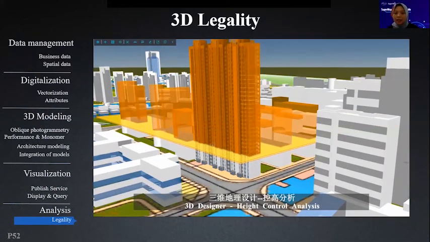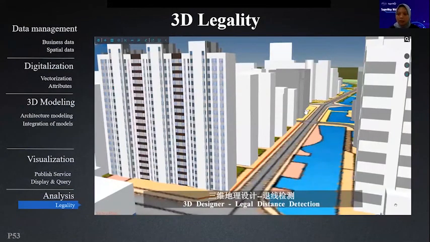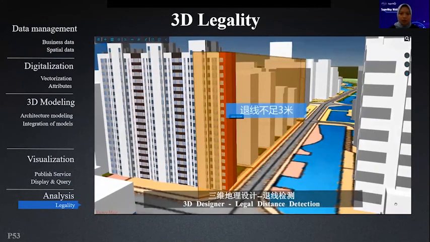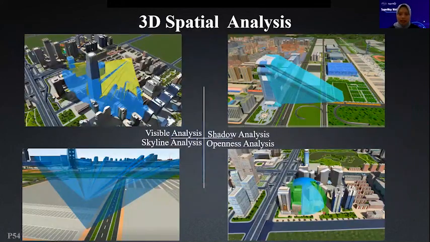So in SuperMap we do have analysis that is applicable for 3D Cadastre, which is the 3D legality, and SuperMap uses 3D Designer to do the height control analysis. And also we have the legal distance detection here to know the maximum distance of the building from the roadside. We also have 3D spatial analysis, which includes visibility analysis, skyline analysis, shadow analysis, and openness analysis. Actually, we have many more, but I cannot put it all on the presentation. Yeah, so this one is all about the 3D Cadastre.